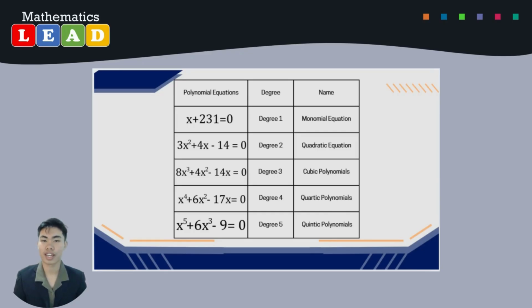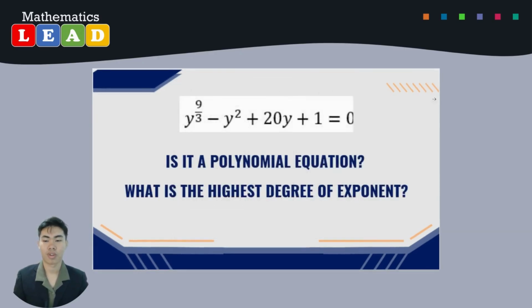Do you understand it, class? Very good. Let's have an illustrative example for more understanding. Y raised to 9 over 3, or 9/3, minus y squared plus 20y plus 1 equals 0. Is it a polynomial equation? Yes, it is. 9/3 or 9 over 3 can be translated into 3 in lowest terms.